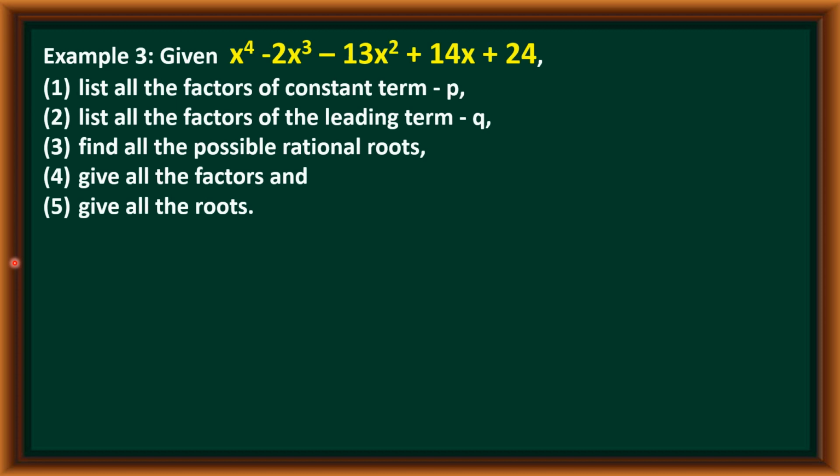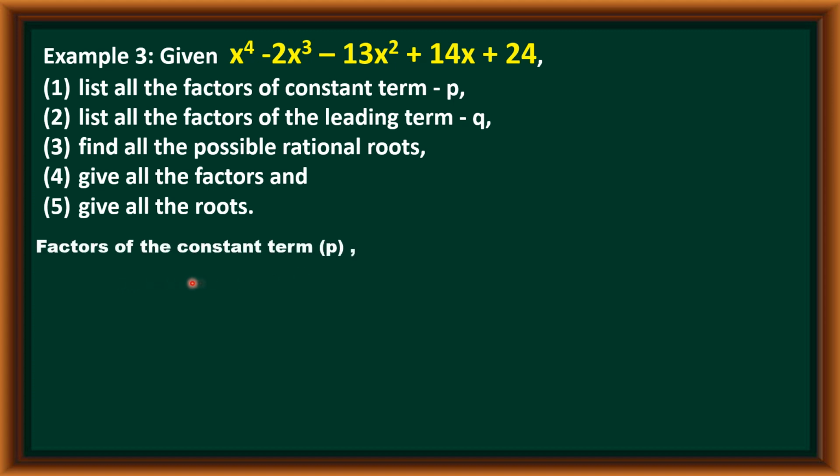Now, let us have example 3. Given the equation x to the fourth minus 2x cubed minus 13x squared plus 14x plus 24, we have to list all the factors of the constant term. Yun yung ating p. We will also list all the factors of the leading term, which is our q. We will find all the possible rational roots, give all the factors, and give all the roots.